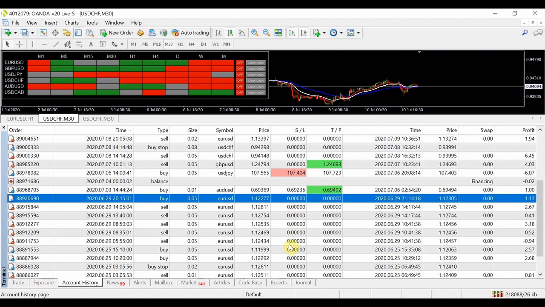And again, I won't scroll up to the top because then it'll spoil how the trade played out. So enjoy the live trade.